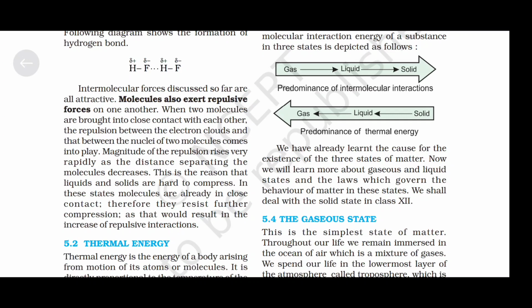This is the reason that liquids and solids are hard to compress. In these states, molecules are already in close contact. Therefore, they resist further compression as that would result in the increase of repulsive interactions.